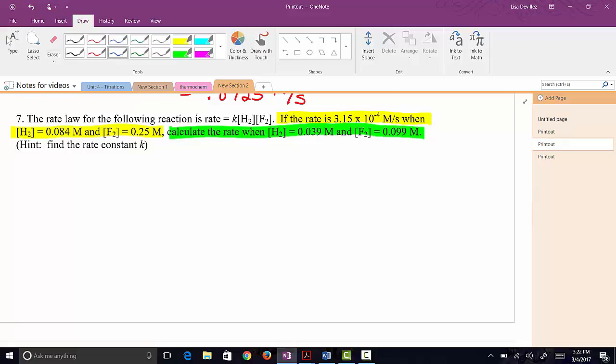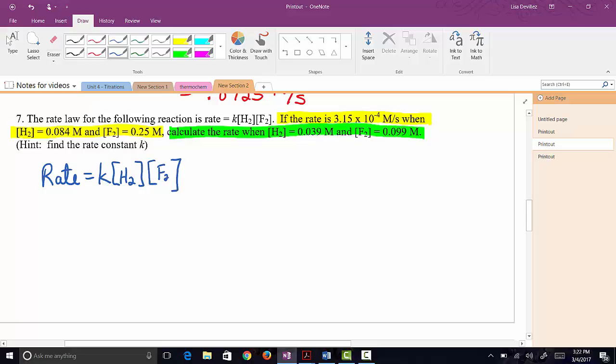And note that for the same reaction, the rate constant will be the same as long as we are running the reactions at the same temperature. So temperature is the only thing that, when we change it, will change the rate constant. Okay, so again, I'm going to rewrite this. Rate equals k [H2][F2].